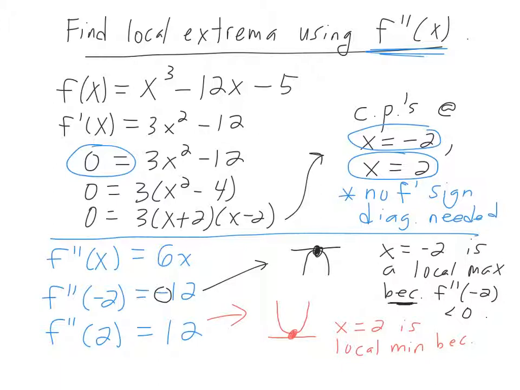x equals 2 is a local min because f double prime of 2 is greater than 0. Anytime it's in a region that's concave up, it's going to be a local min. So that's how you would use the second derivative.